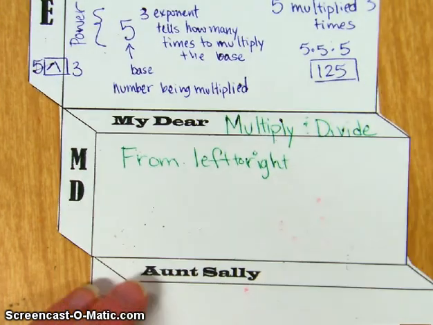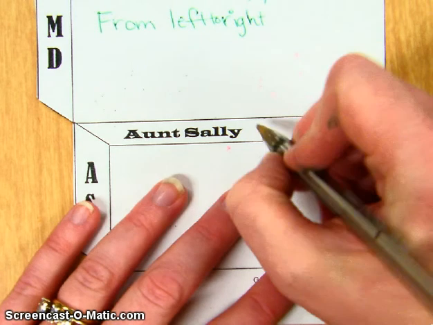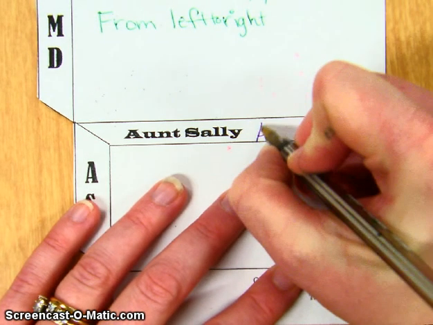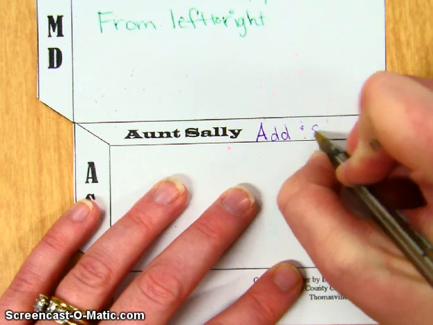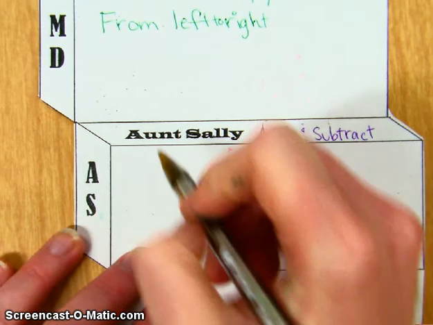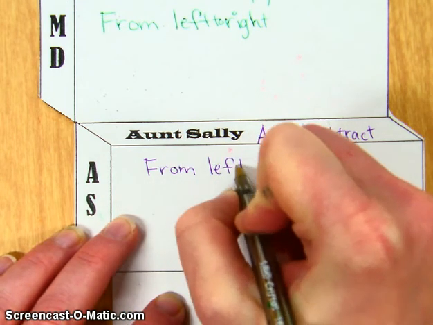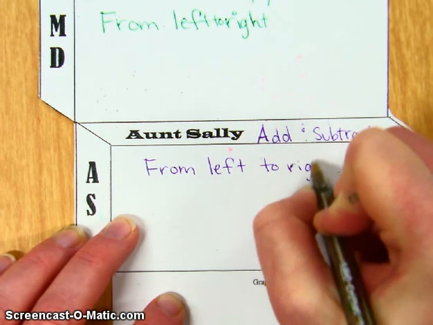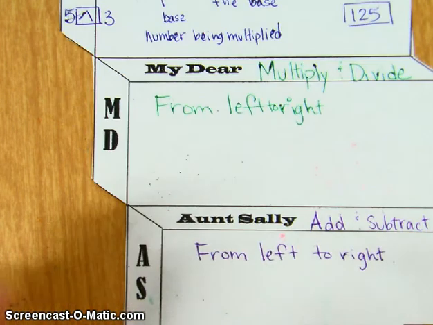Okay? Then the very last one, Aunt Sally. That represents our operations of add or subtract. And again, these guys are on the same level, so that means if you encounter, going from left to right, subtract before you encounter add, then you would do what's on the left first. You work your way from left to right first. Okay?